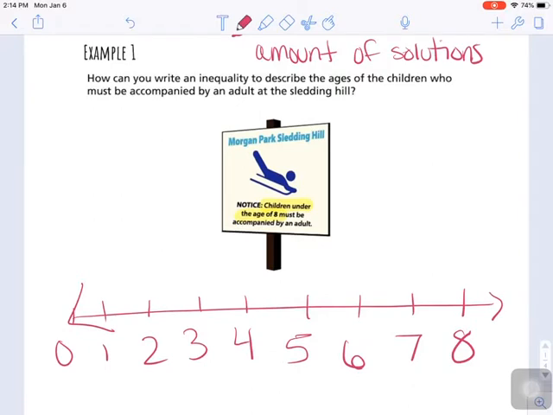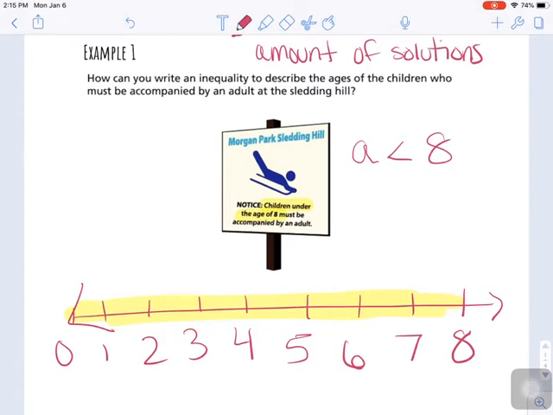So basically what this is saying is that all of these ages right here beneath 8, even like 7.5 years old, all of these ages, these kids have to be accompanied by a parent. So we no longer just have one solution. It's not saying a 7-year-old has to be accompanied by an adult. It's saying all of these different ages, 0 all the way up to 8, have to be accompanied by an adult. And so this is where our inequalities come into play. And so now we can say, the age of a child, if they are less than 8 years, they have to be accompanied by an adult.